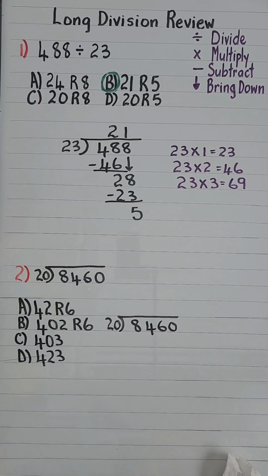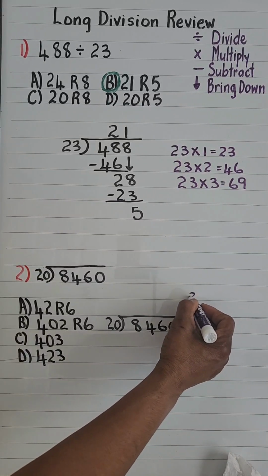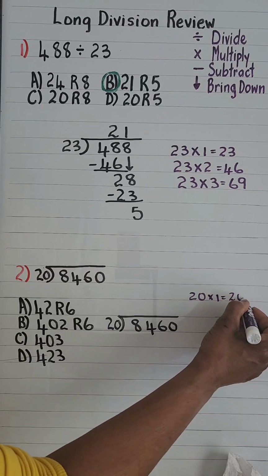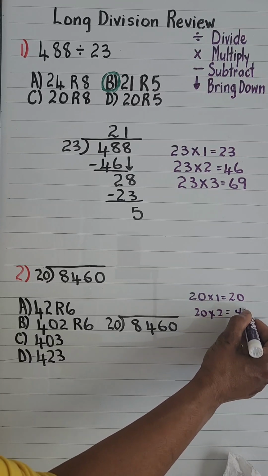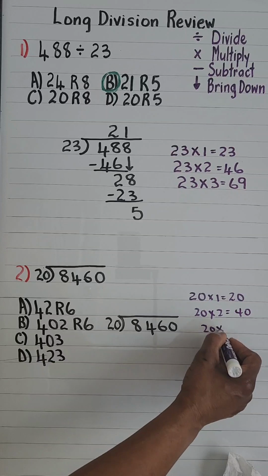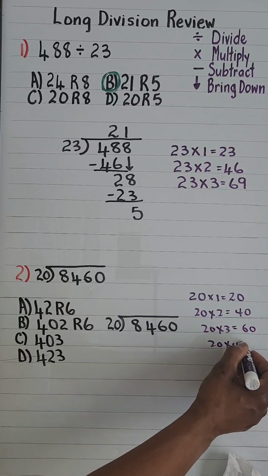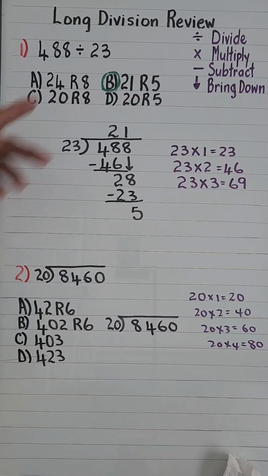And even though 20 is an easy number to work with, let's still set up a little table over here. 20 times 1 equals 20. 20 times 2 equals 40. 20 times 3 equals 60. And 20 times 4 equals 80. Just have it there as a reminder so that we can move along very quickly. Okay, so let's begin with the steps.